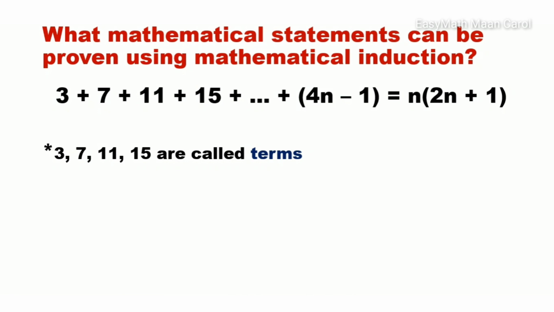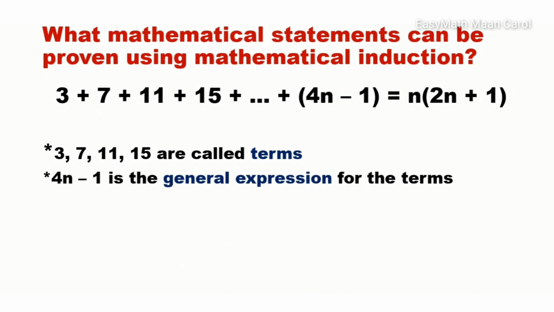So, yung 3, 7, 11, 15, actually kasama din yung 4n minus 1, ang tawag doon ay terms. So, itong mga terms na to ay napapagitanan ng mga plus signs. So, yun yung nasa pagitan niya. Bawat isa doon ang tawag ay term. Tapos, yung 4n minus 1, yung pinakadulo, yun yung general expression para dun sa term.